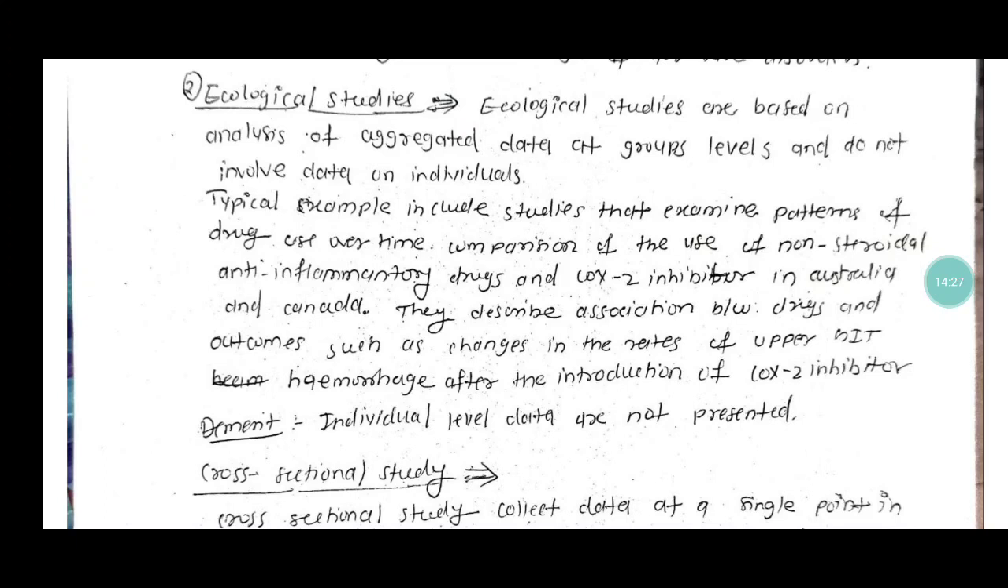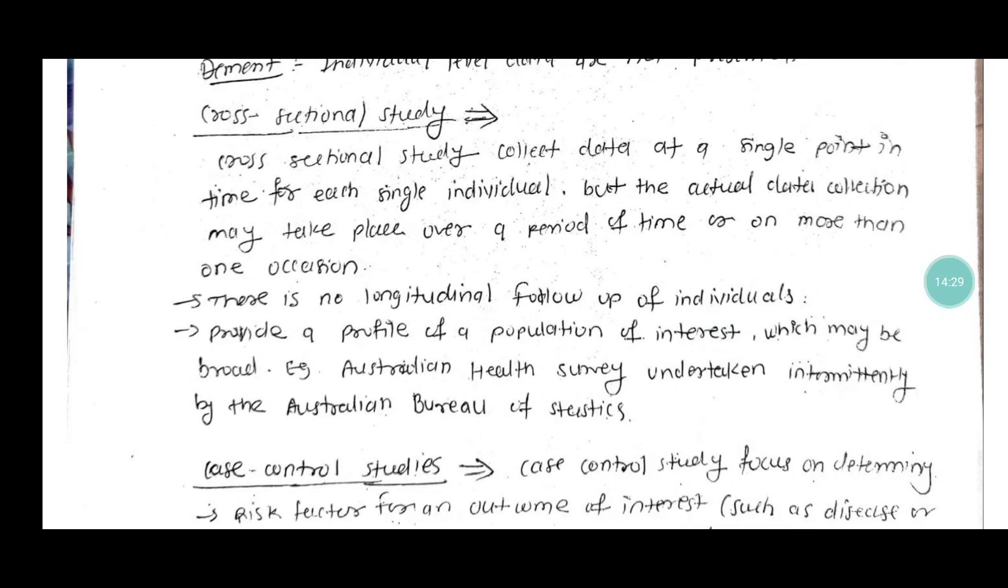So number 3 is cross-sectional study, where cross-sectional studies collect data at a single point in time for each individual, but the actual data collection may take place over a period of time or on more than one occasion. So there is no longitudinal follow-up of individuals, which provides a profile of a population of interest, which may be broad. Example: the Australian Health Survey undertaken by the Australian Bureau of Statistics.